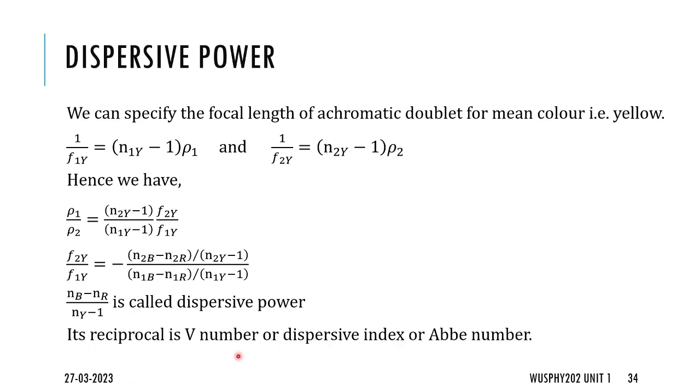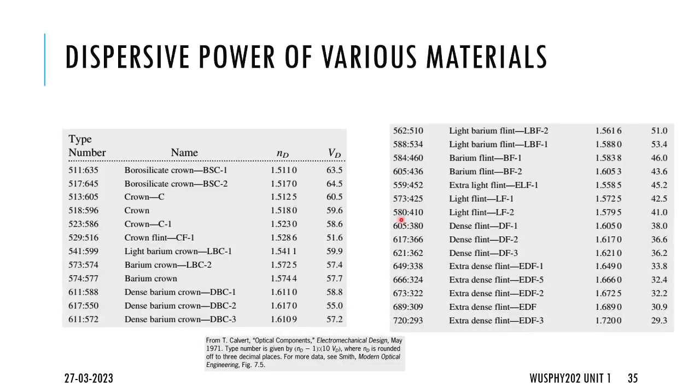So that is called V number, or it is also called dispersive index, or it is also called Abbe number, because Abbe studied many of these. Abbe was a physicist who studied many of these things. So here is a table. Suppose I am going to give you a problem, I will give you numbers from this table. Now there are different kinds of materials given over here.